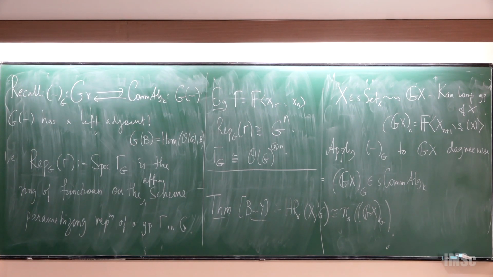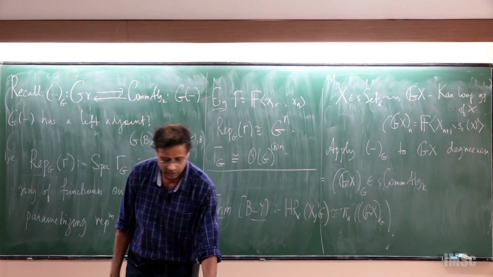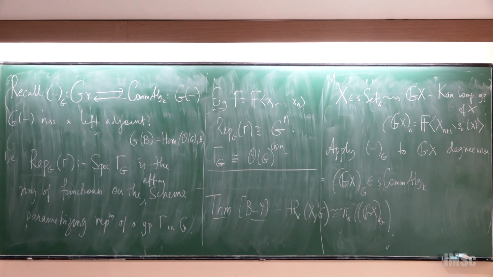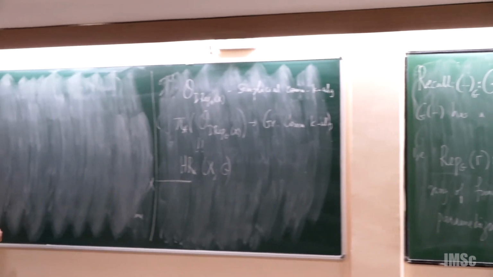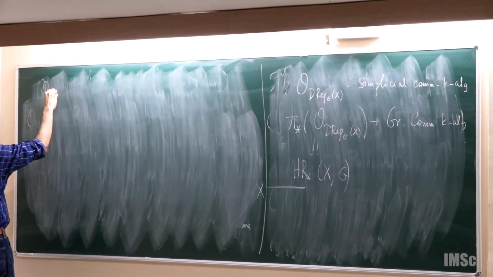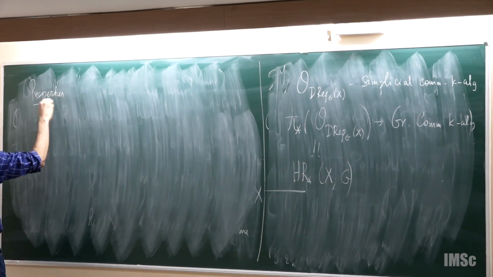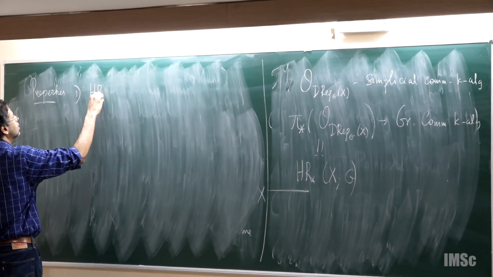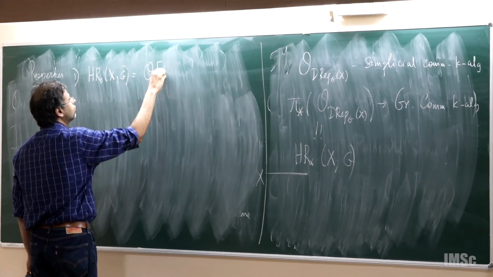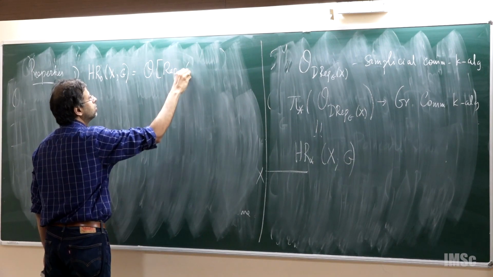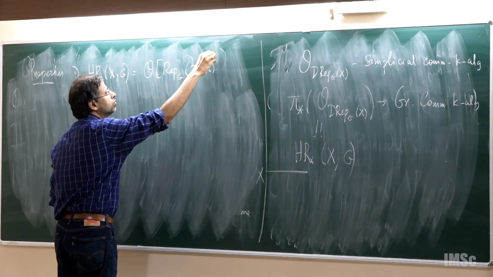So next I'm going to state a bunch of properties of this. The reason why we call this derived representation scheme and representation homology is that the zeroth representation homology actually is something very familiar. So, properties. One, the zeroth representation homology of X is nothing but the ring of functions on the G representation variety of the fundamental group of X.